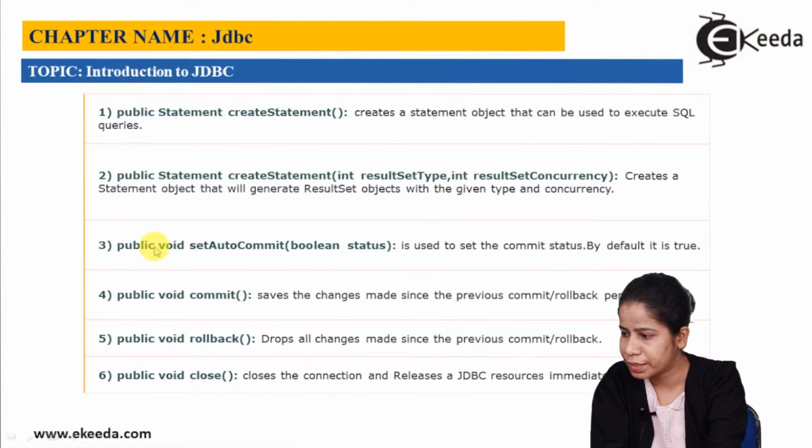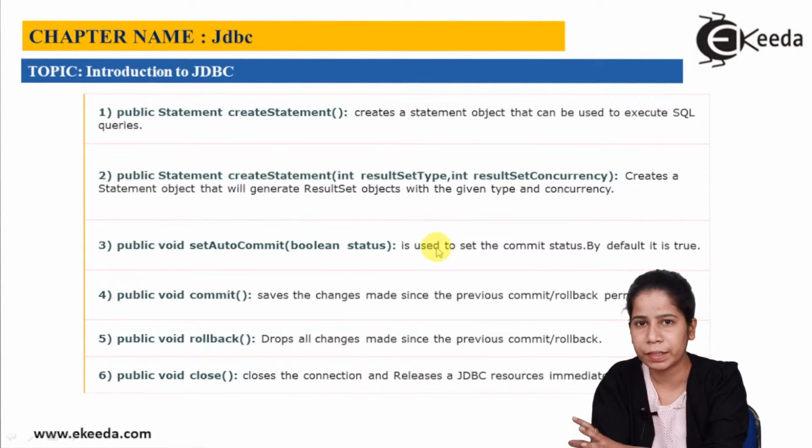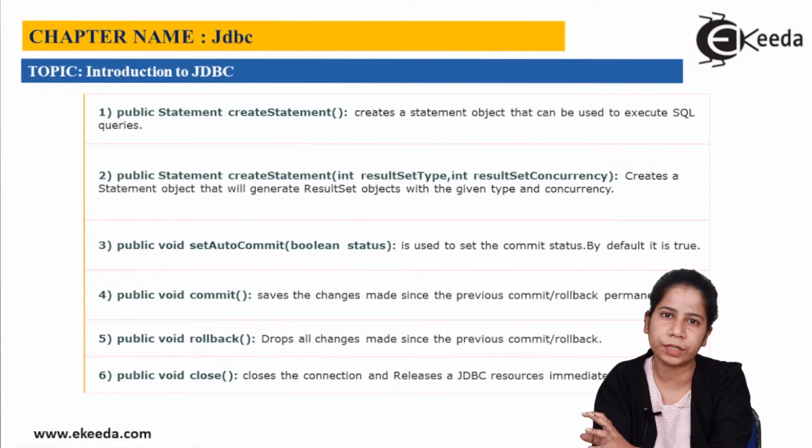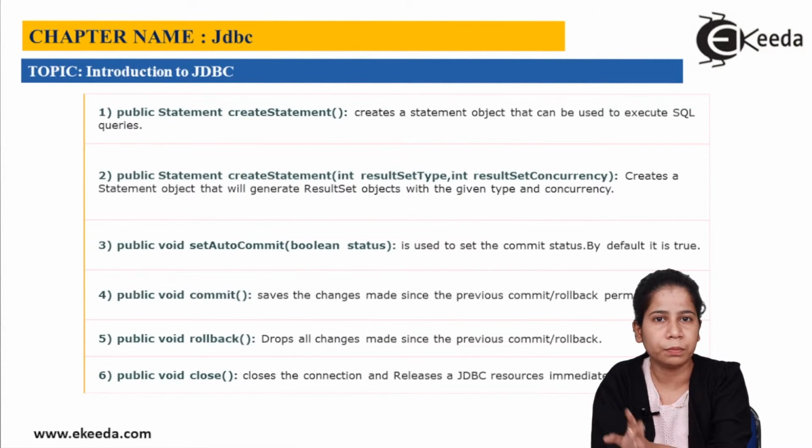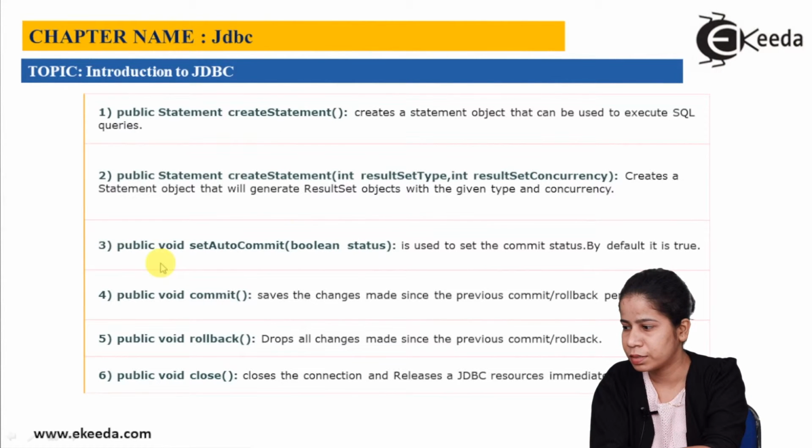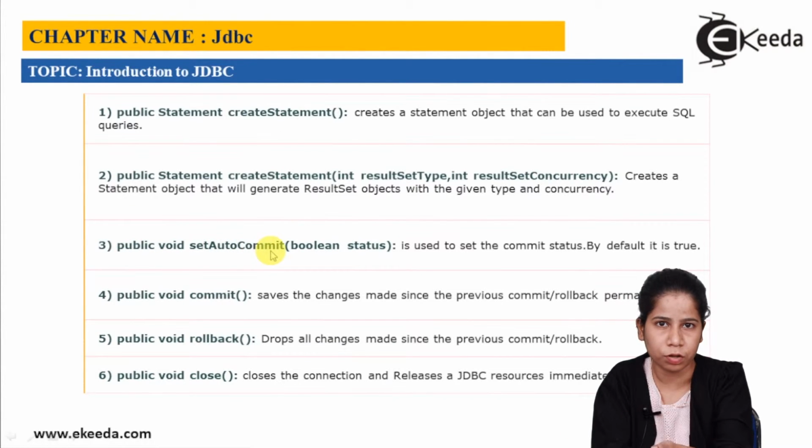So public void setAutoCommit is telling my database not to commit any DML statement automatically. Otherwise, whatever changes you do will be permanently done on your table or database. I don't want to commit whatever SQL statement I'm firing, and that is done by using setAutoCommit. You can make it false if you don't want to commit it.